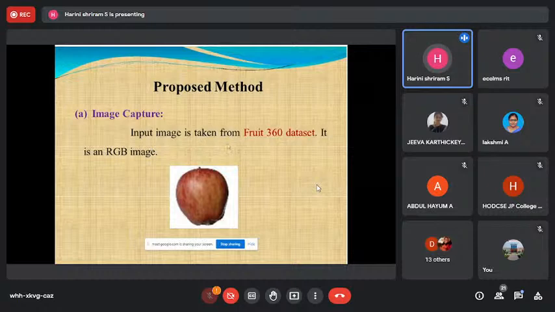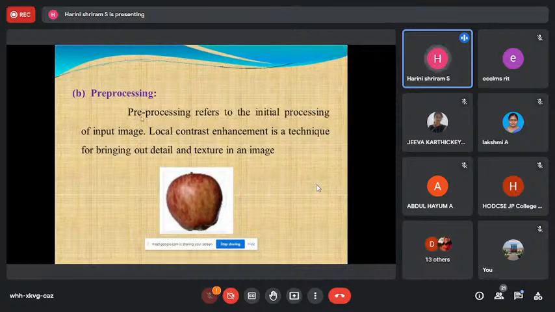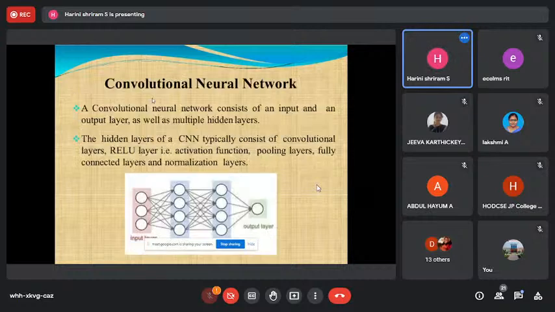This is an image sample. The input image is taken from the Fruit 360 dataset. It is an RGB image. I have placed one of the images here. And this image is pre-processed, with local contrast enhancement performed for bringing out the detail and texture in the image. Then this is our convolutional neural network. We know that a convolutional neural network consists of an input layer and an output layer. In between, we have multiple hidden layers.